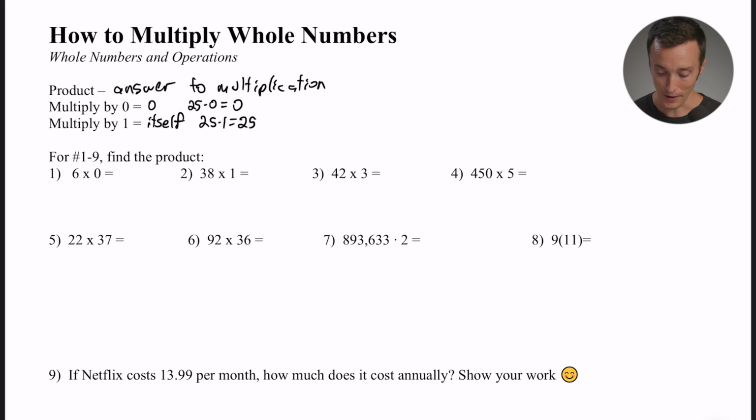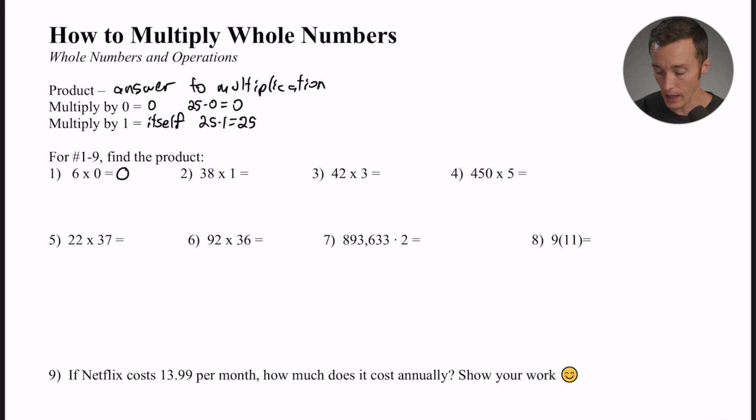Actually, we're going to use these right off the bat. Let's do numbers 1 through 9 together. So it says find the product, or find the answer to the multiplication question. Well, 6 times 0 is 0. I'm using that rule right off the bat. If you have something multiplied by 0, the product is always 0.